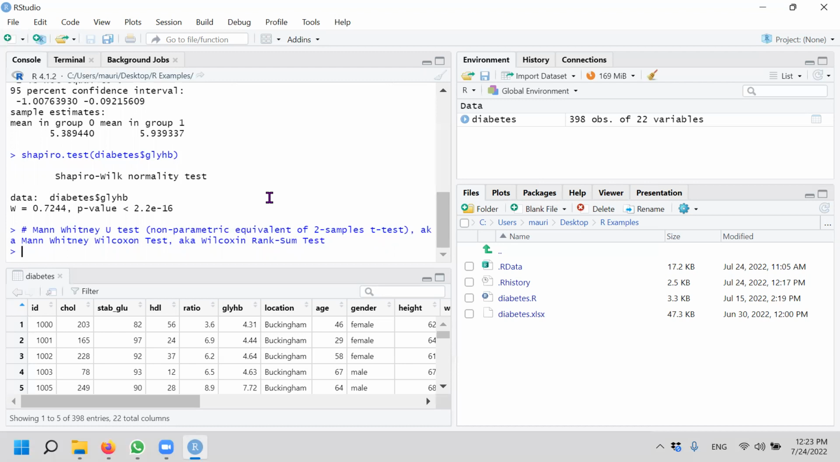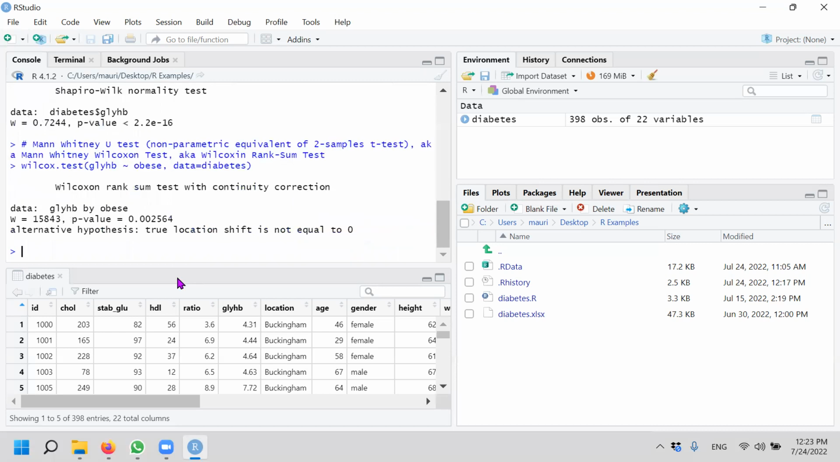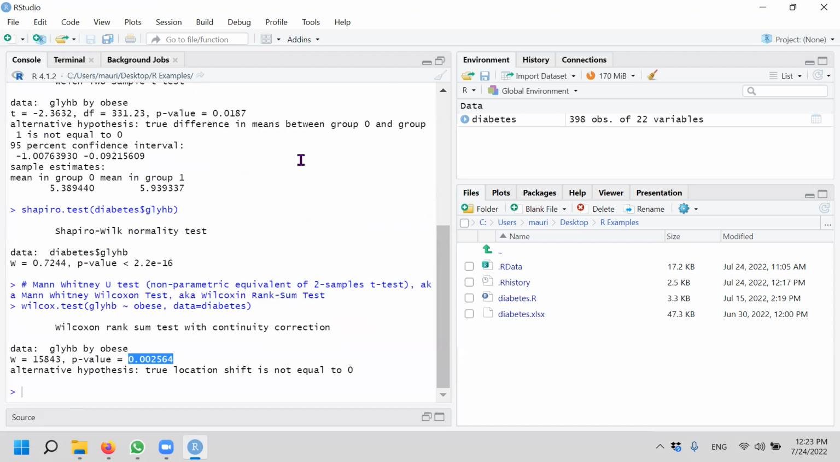Remember, what we did is our t-test. This is our t-test. Use the same syntax, but the t-test just changes to Wilcoxon, not the full name. Yep, there you have it. You still reject the null hypothesis, which means that the average glycosylated hemoglobin for obese patients is not equal to the average glycosylated hemoglobin for not obese patients.